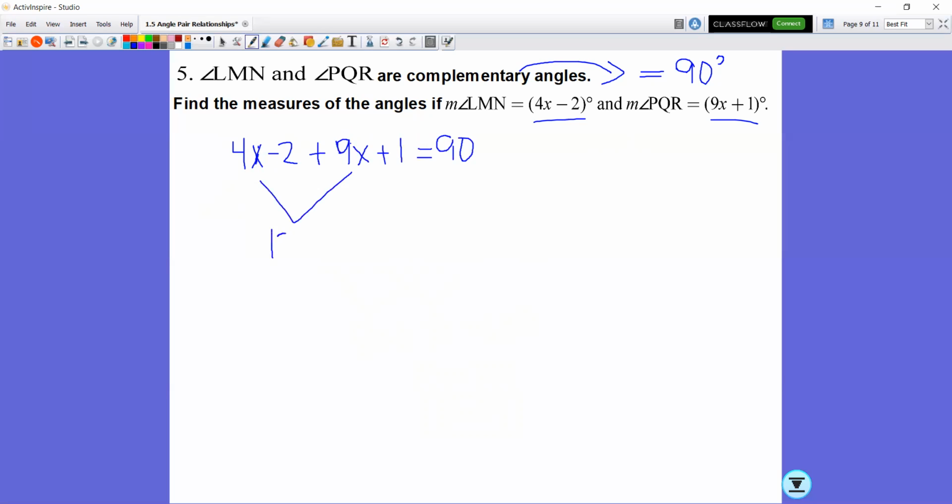Combine like terms, 13x minus 1 equals 90. Add 1 and I get 13x equals 91. Right? What's 91 divided by 13? Seven. Thanks.